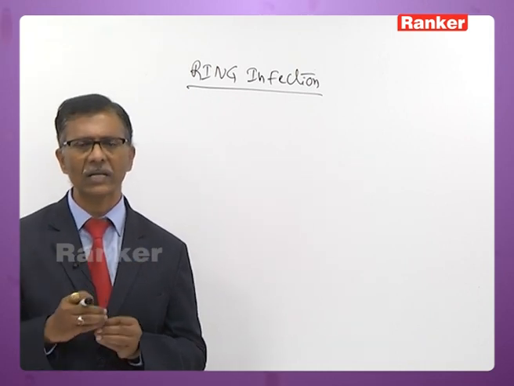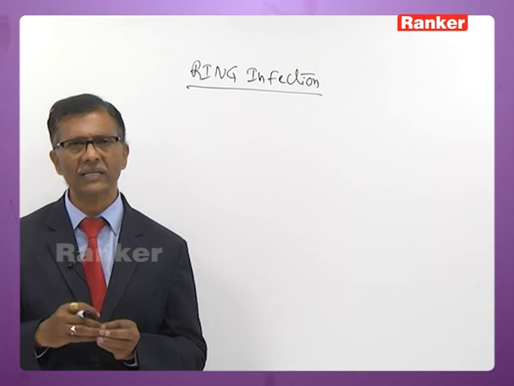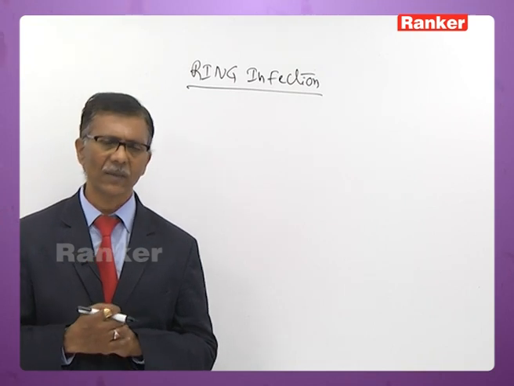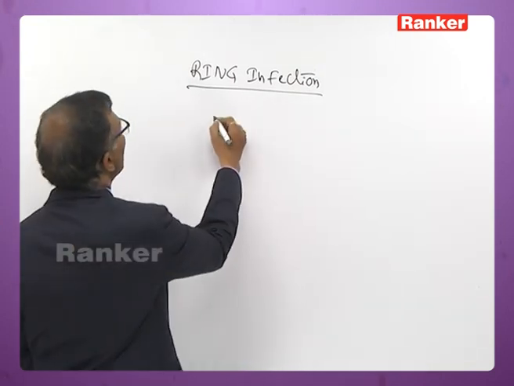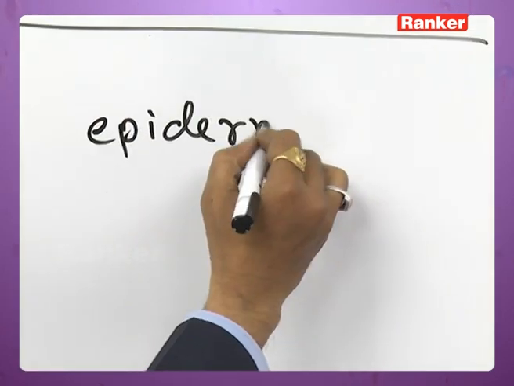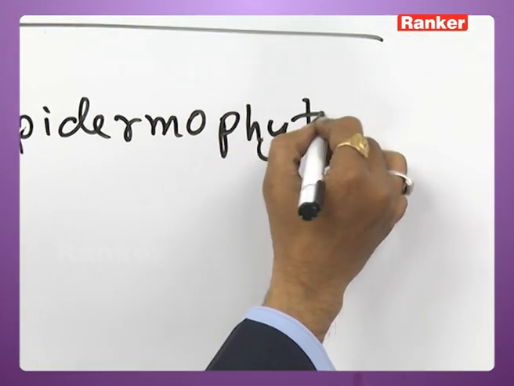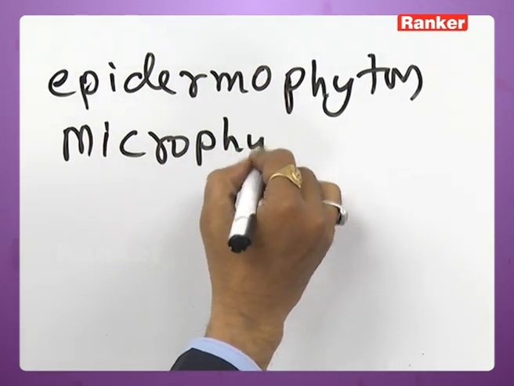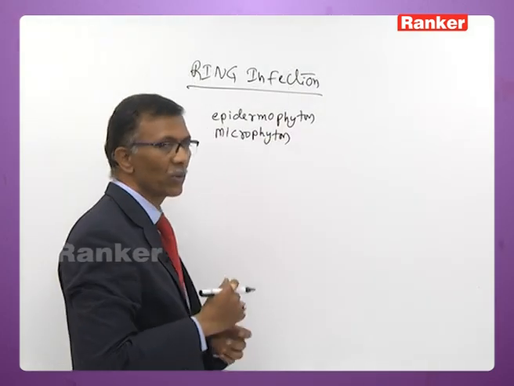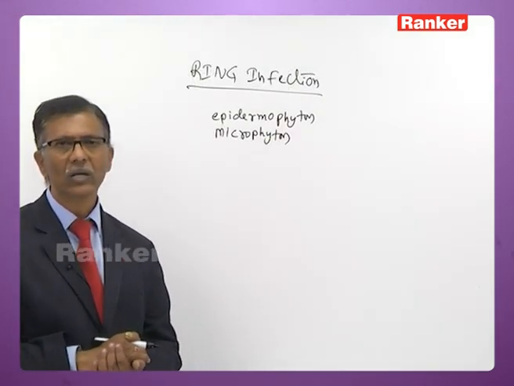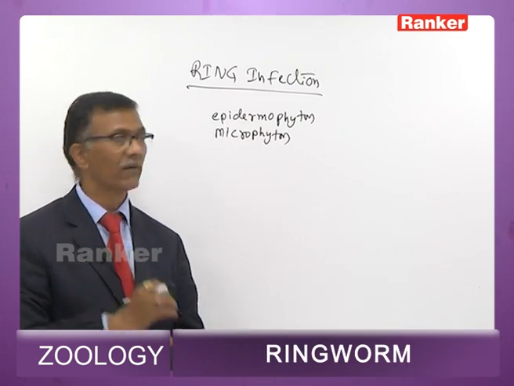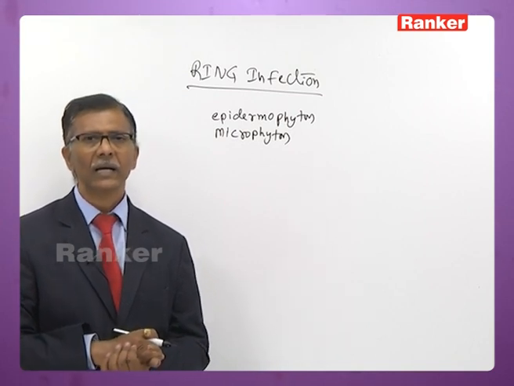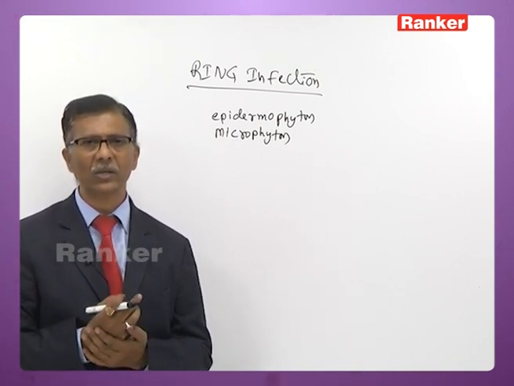Whenever you scratch that region, the spores stick to your fingers and nails, and wherever you scratch with those contaminated fingers, it spreads fast. It is caused by certain fungal spores like epidermophyton and microphyton. So these fungal spores cause a kind of skin infection called ringworm infection in human beings, which is highly contagious and spreads easily from one person to another person.